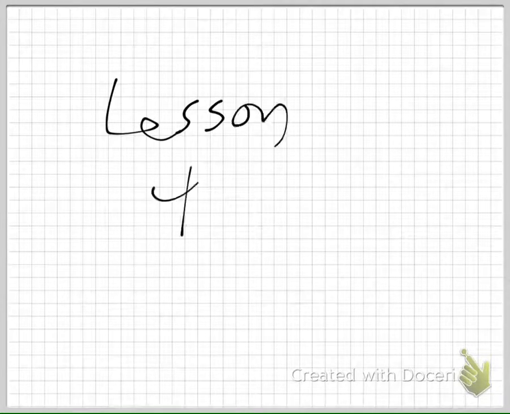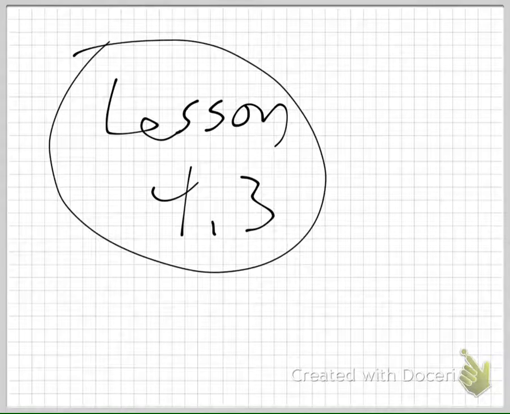All right, this is pre-algebra lesson 4.3, prime factorization and greatest common factor. Okay, you guys have been doing greatest common factors for a while. What are factors again? What does the word factor mean?